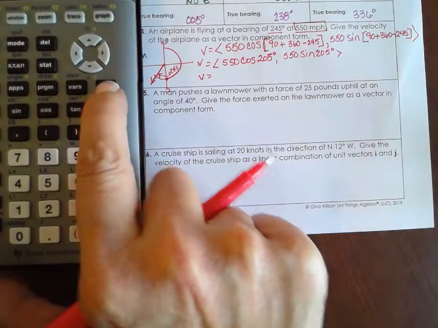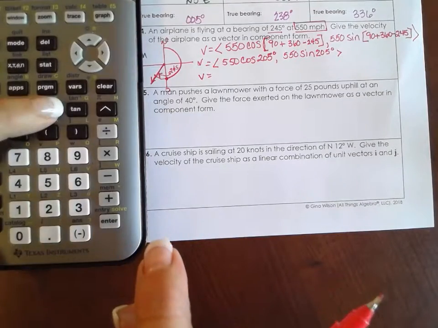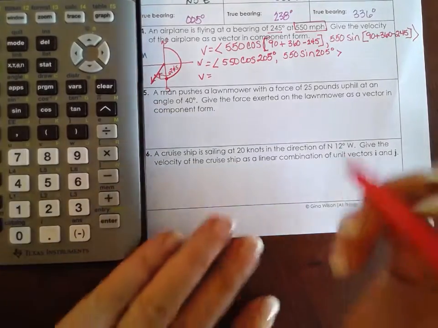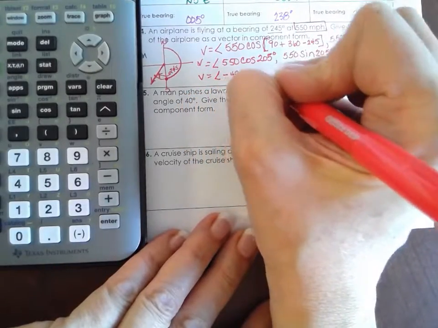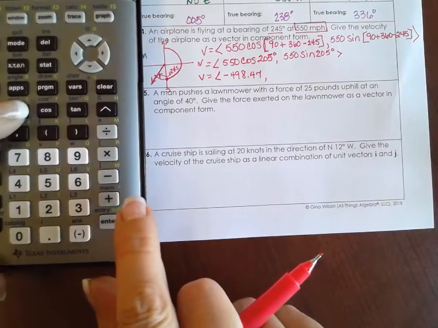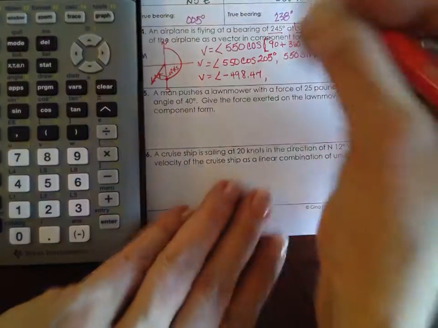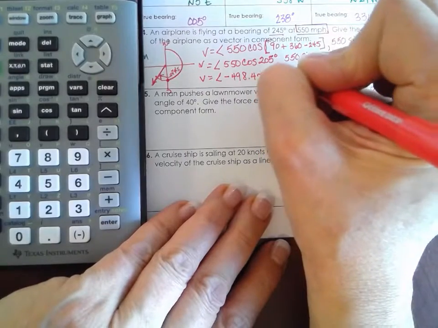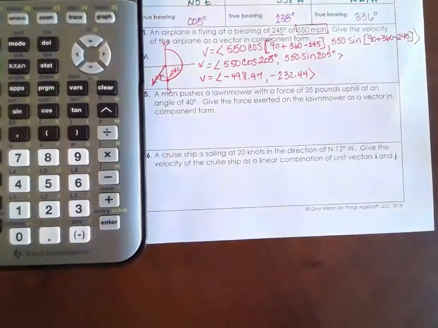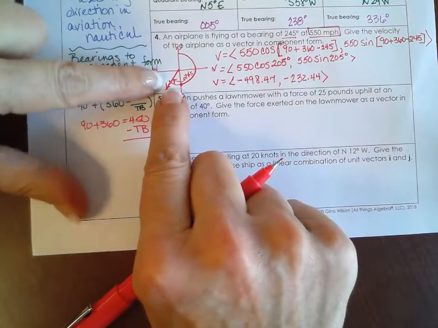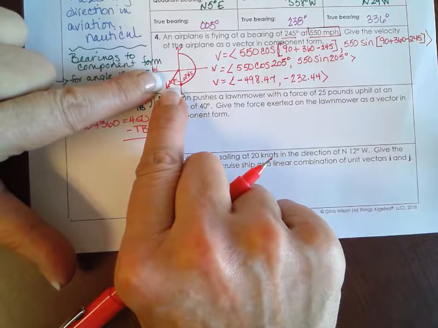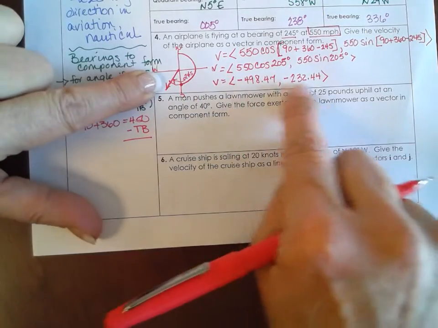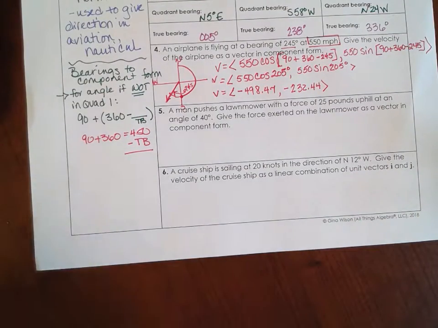So I can find my vector then: 550 cosine 205, which gives me a negative 498.47, and 550 sine of 205, and that gives me a negative 232.44. And if you stop and think about it, I'm in this third quadrant, right? What are all my signs in the third quadrant? Negative, negative. So that makes sense that I'm going to get negative, negative. Good? With me?